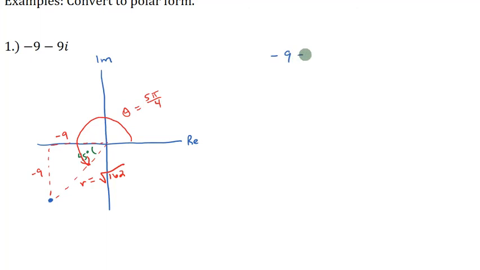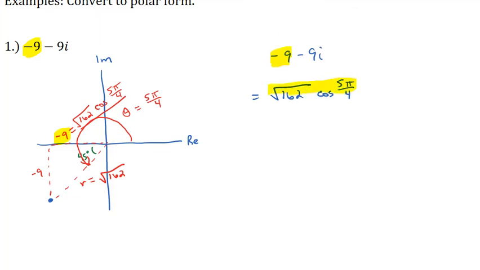So I'm going to rewrite -9 minus 9i. And what I want to do now is think of -9 as being my hypotenuse, which is square root of 162, times the cosine, because it's the adjacent side, of my theta, 5 pi over 4. So that's how I rewrite the -9 from the real part of my complex number. So I can rewrite that as square root of 162 times the cosine of 5 pi over 4. So that's the a part of my a plus bi.